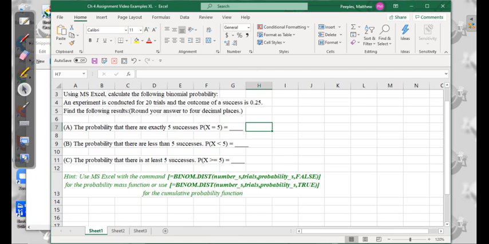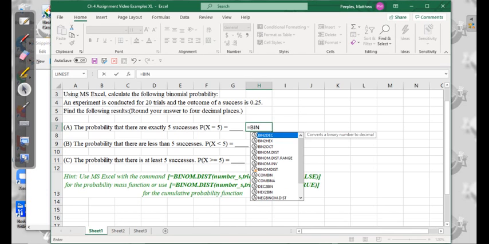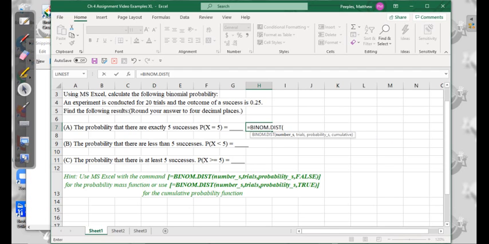So what I'm going to do is type in my formula, putting in the relevant information. That is, we start by typing B-I-N-O, and we see that the formula can come up. You can just go ahead and click that, and it's going to ask you for the number of S. Number of S is the number of successes, so we're going to enter 5 right here because we have exactly 5 successes. How many trials? In the description we're told there were 20 trials, and the probability of success for each trial was 0.25.